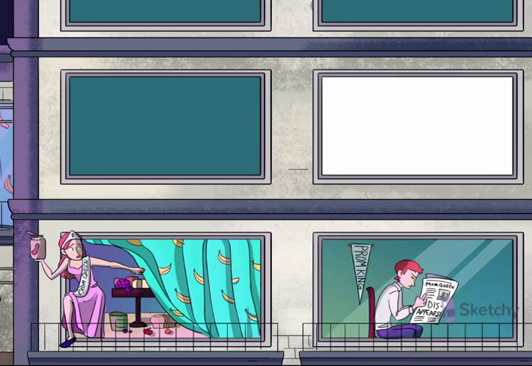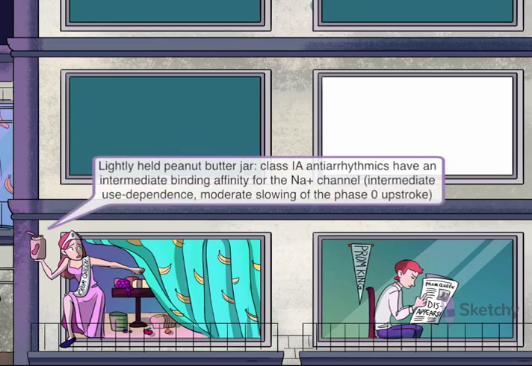For class 1 antiarrhythmics, sodium channel binding strength goes like this. 1C binds stronger than 1A, which binds stronger than 1B. Therefore, we've made the queen gingerly holding up that sodium channel peanut butter jar. She's not grasping it and she's not dropping it. It's somewhere in the middle. This results in an intermediate use dependence and a moderate slowing of the action potential upstroke.